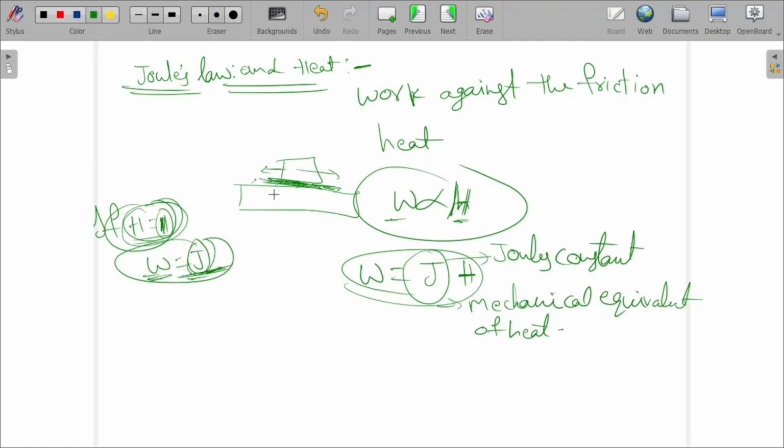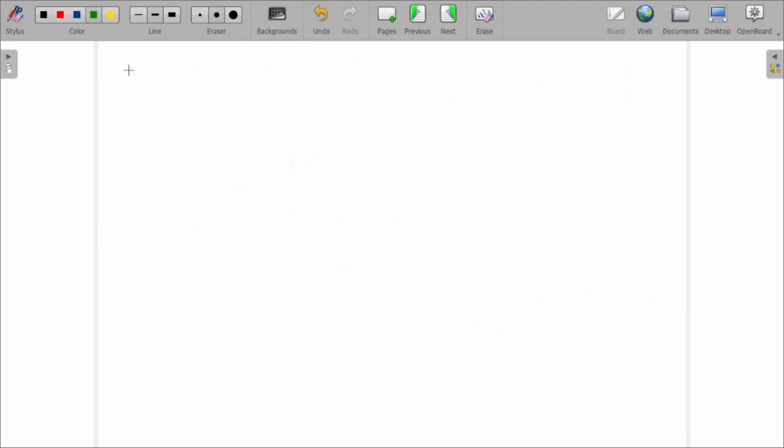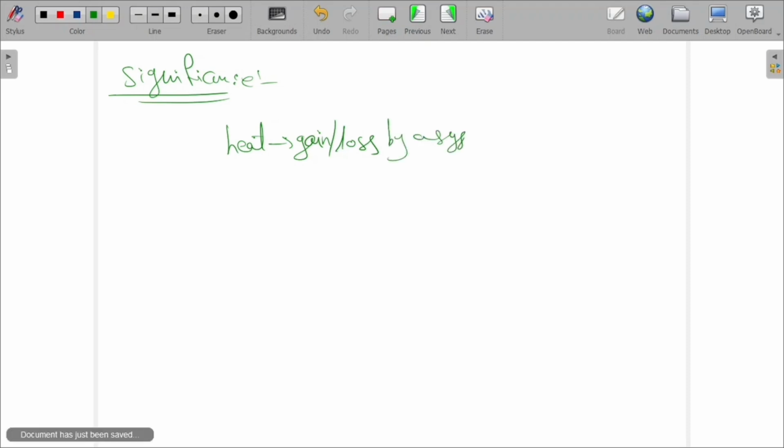Here it has one significance. What is that significance? Whenever you are doing this work, what will happen? Heat may be gained or heat may be lost. So heat may be gained or lost by a system.